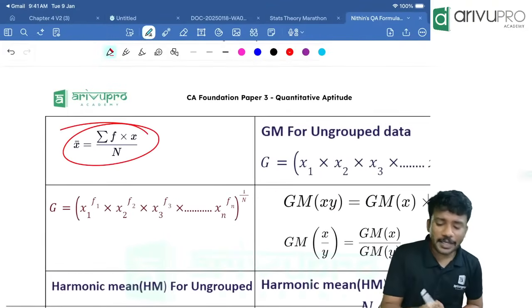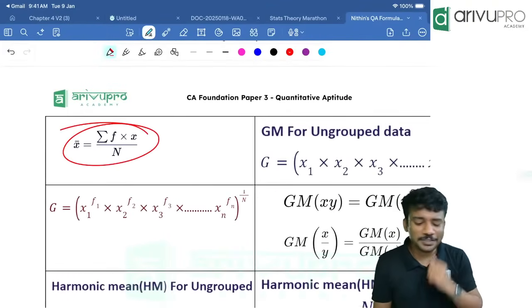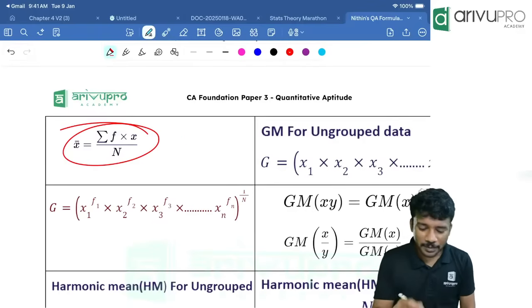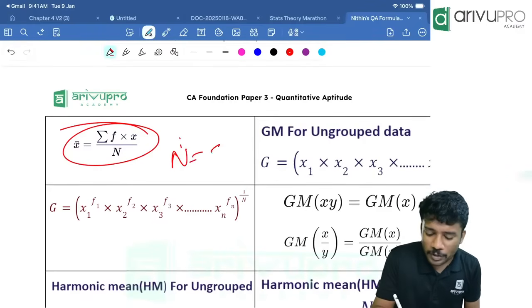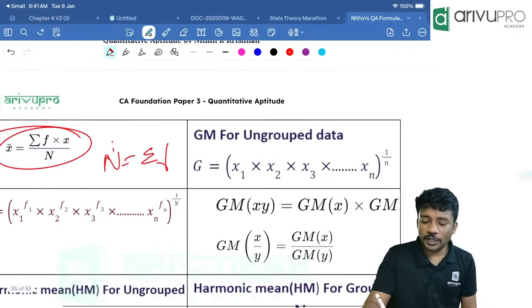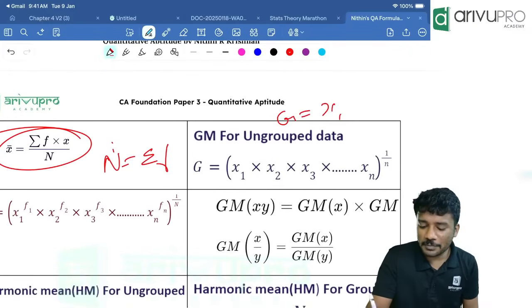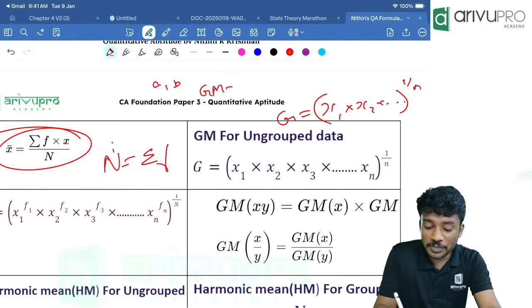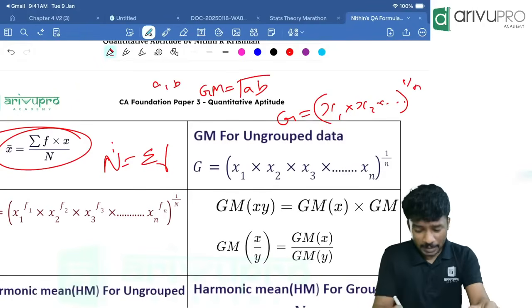Next one. For grouped data, x bar is equal to sigma x into f divided by n, or sigma fx divided by n, where n is nothing but sigma f. For GM, what is the formula? GM is nothing but x1 into x2 into etc., the entire thing raised to 1 by n. If there are only two terms a and b, then GM is nothing but root of ab.